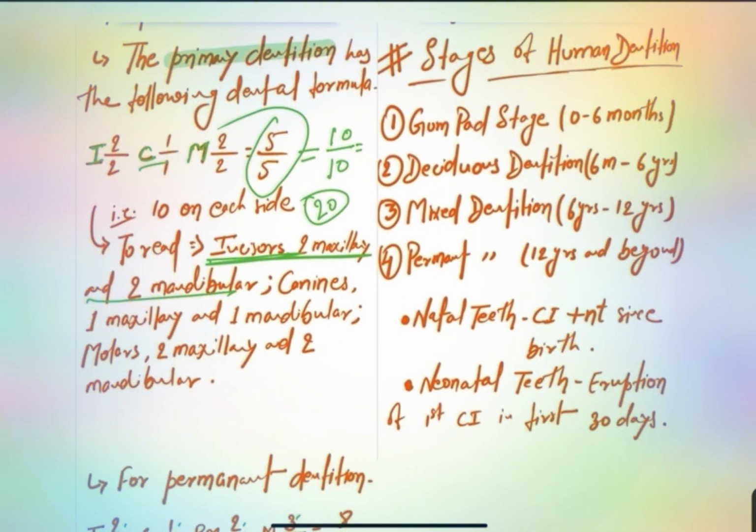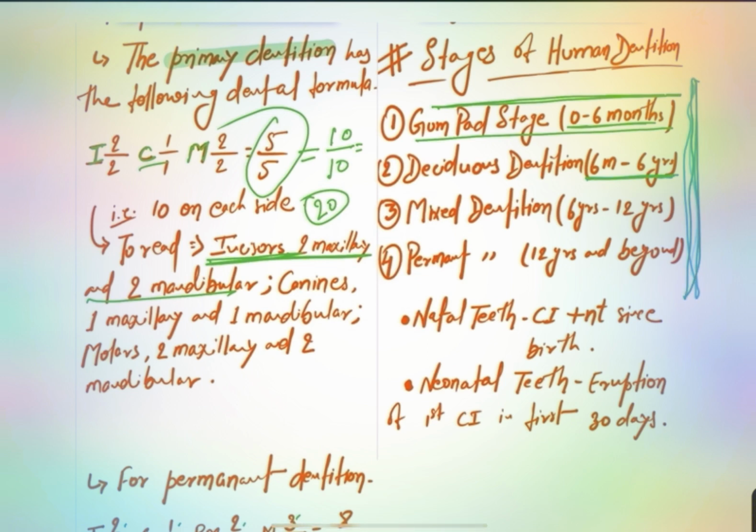Next, stages of human dentition. See, in human dentition, there are different stages of the teeth. Initially, there is the gum pad stage, when usually you don't find teeth in a baby's mouth. So gum pad means the teeth are under the gum, between 0 to 6 months. And deciduous dentition comes from 6 months to 6 years. Do remember the periods, and this is also a viva question or a short note.